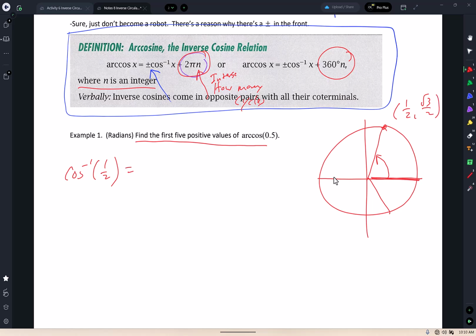So here it is. I'm going to say this is x. x equals pi over 3. That's my first one. What's the next one? I know you guys know the next one. What is it? Of the first 5 positives, 7 pi over 3. Okay, what's the next one after that?